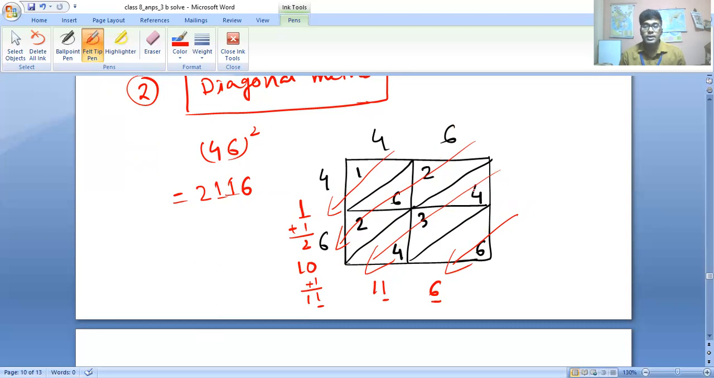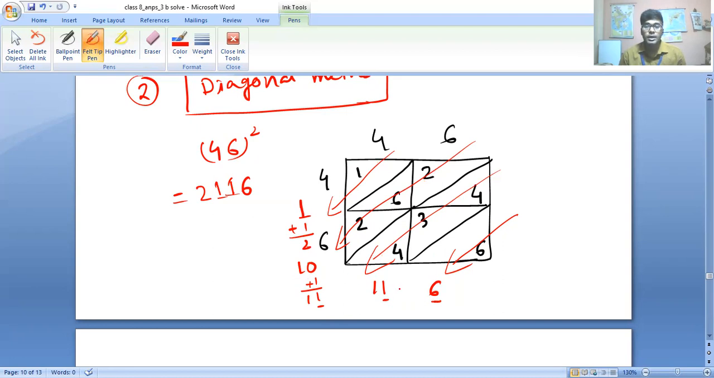So here 6. Now add them. The arrow means you have to add them. So add and then write here. Similarly, add and then write here. Add and then write here. So the first digit we will take each and every time, and the second digit, or the tens place digit, we will carry forward to the next number.